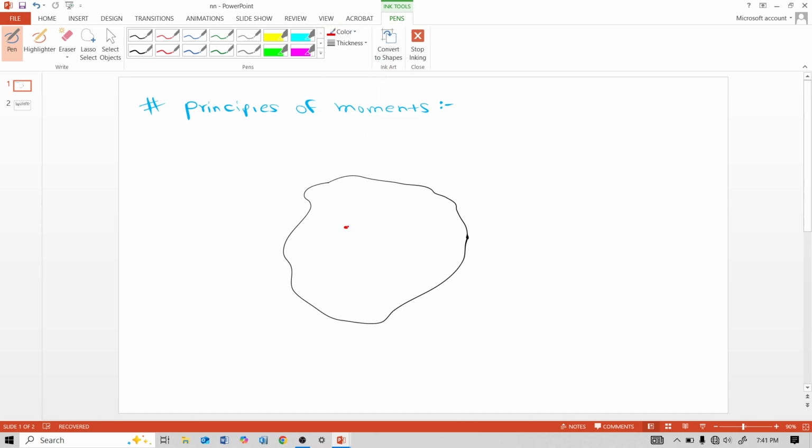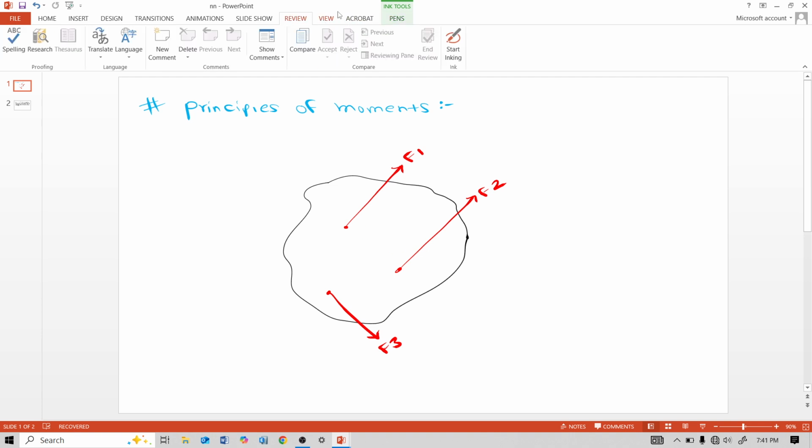Here at this point F1 force acts. Here at this point F2 force acts, and here at this point F3 force will act. And due to these three forces, this body is in equilibrium.